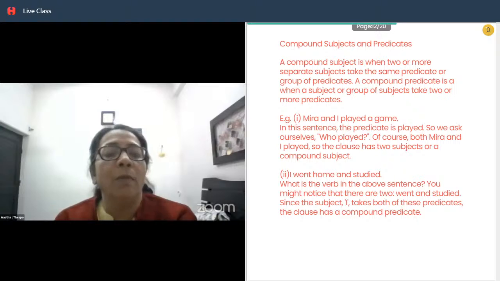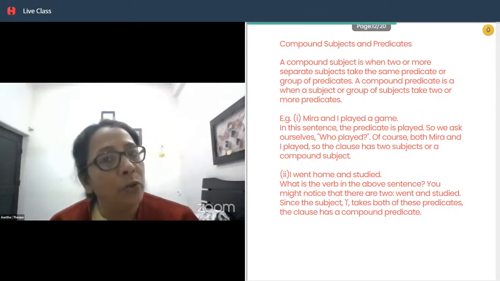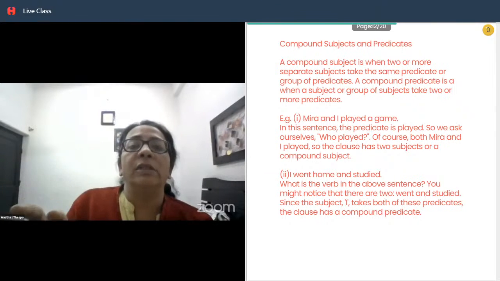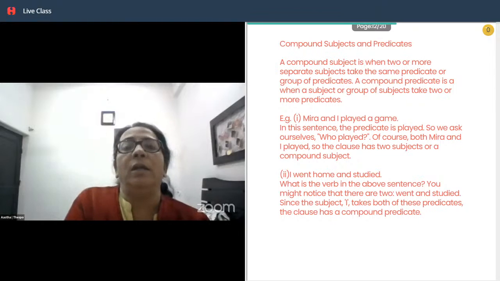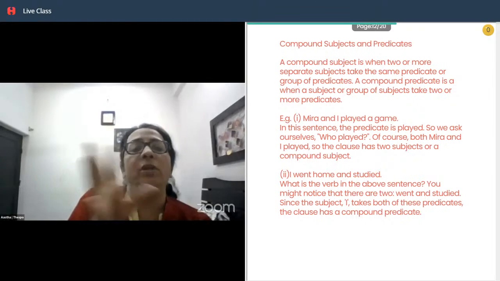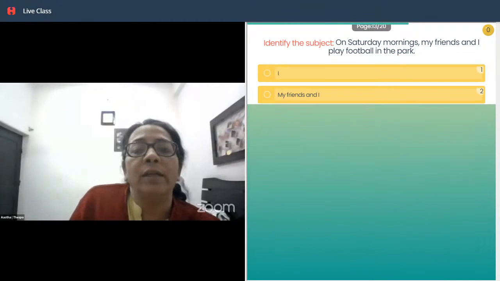In the above sentences, you might notice that there are two predicates, went and studied. Since the subject I takes both of these predicates, the clause has a compound predicate. I hope it is clear to you now. So whenever we have one sentence, in that particular sentence we can have one subject or more than that. Predicates are also the same: we can have one subject and more predicates. So it depends on what we want to express. Let's go to the next slide.